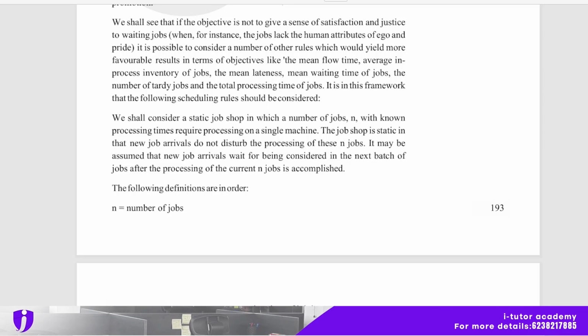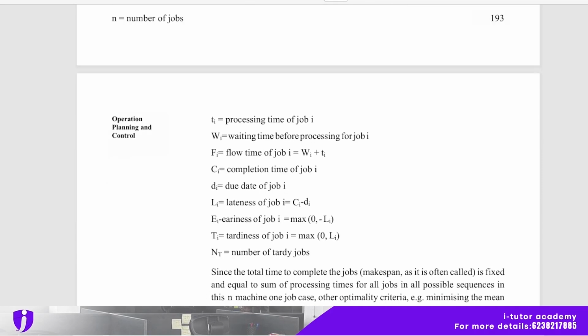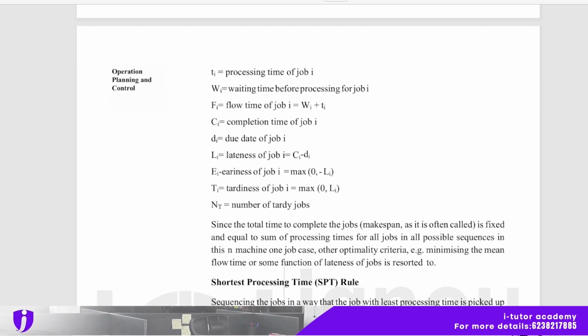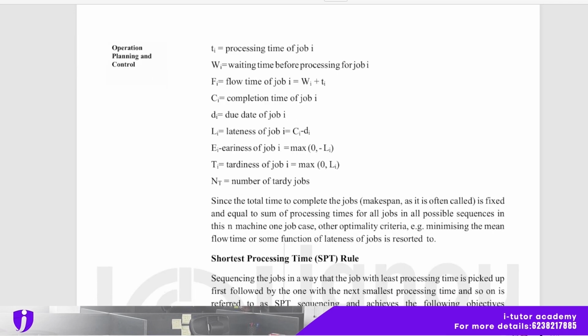So the following definitions are in order. n means number of jobs, ti is the processing time of job i, and wi is the waiting time before processing job i, and fi means flow time, and c is completion time, D is due date, and L is lateness of job, E is earliness of job. Okay, there is an equation, you just be careful. And T means tardiness of job, and NT means number of tardy jobs.